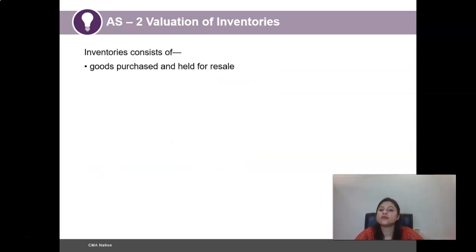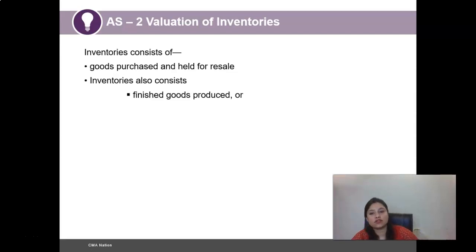Further, inventories will consist of goods that are purchased and held for resale. So not only the goods that have been manufactured, but also if certain goods are procured by a particular business and are then held for resale, such goods can also be a part of the inventory, as in the ordinary course of business, revenue would be earned by reselling such goods that have been purchased by the business.